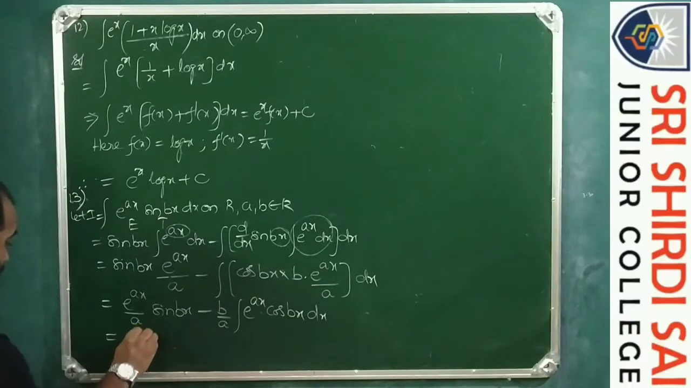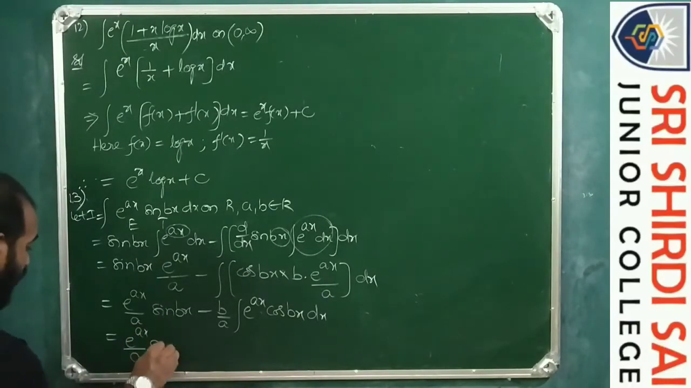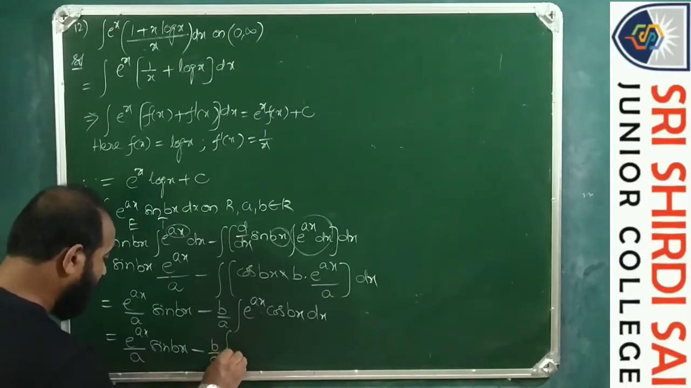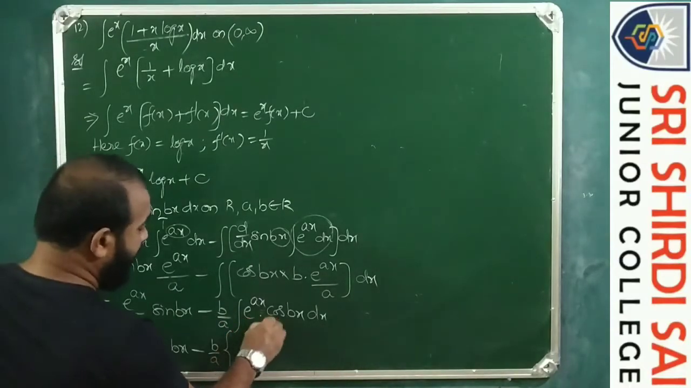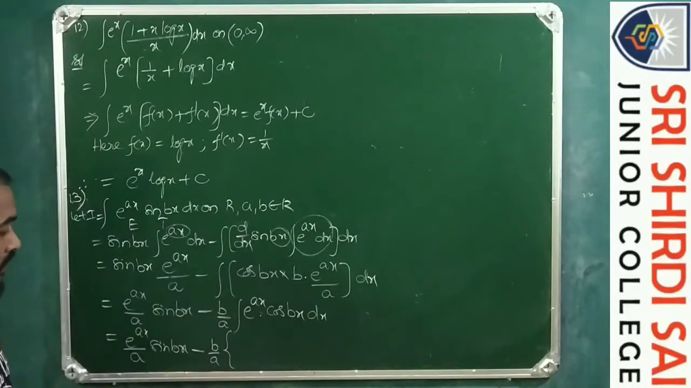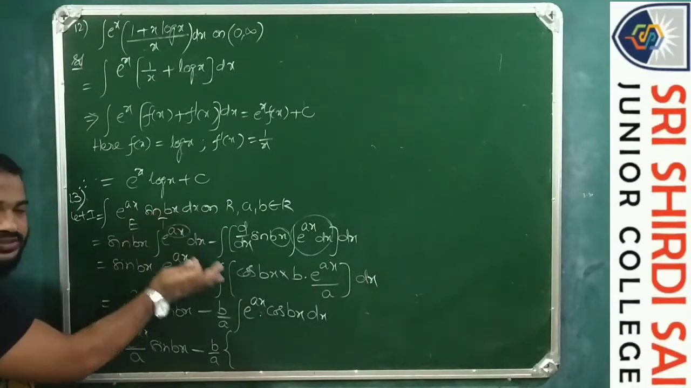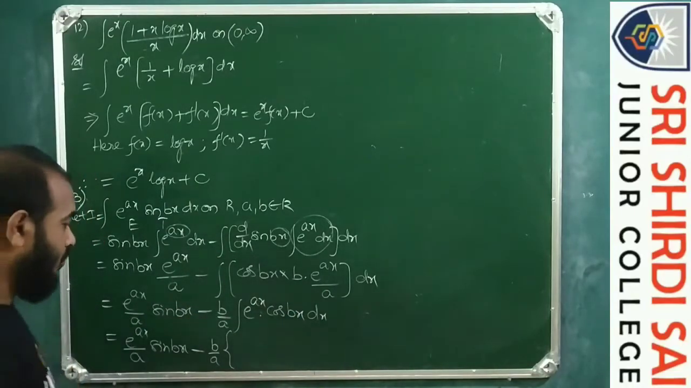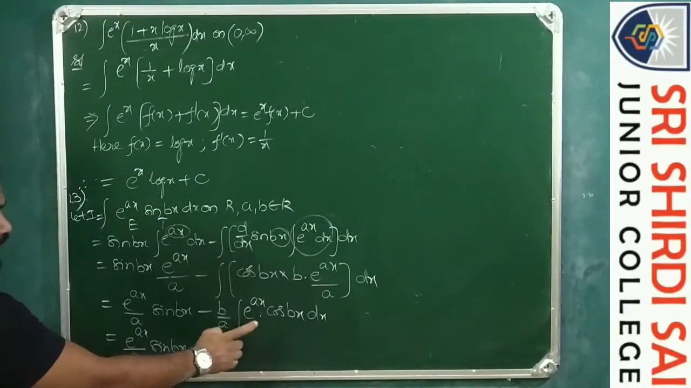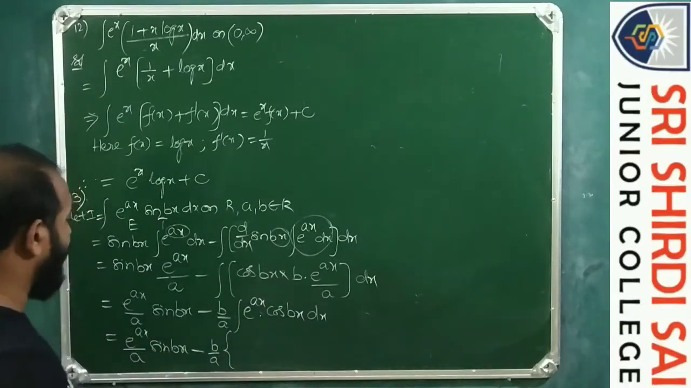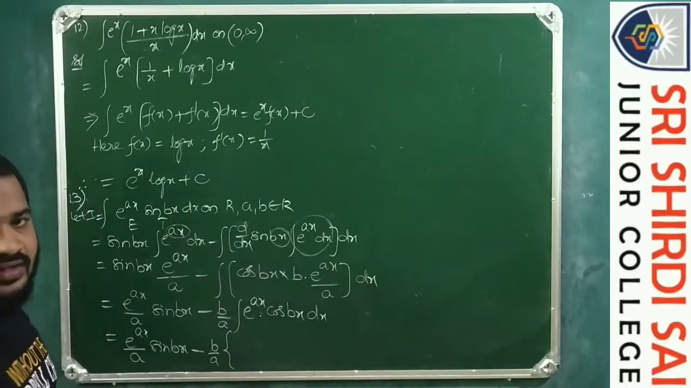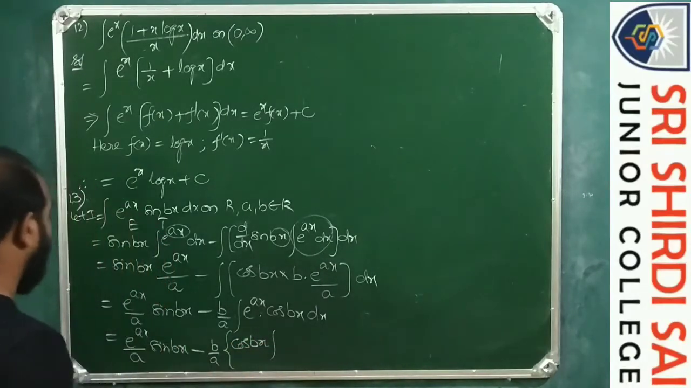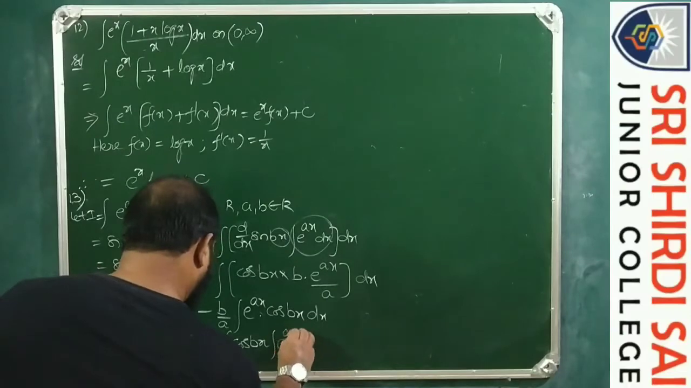This is again e power ax by a into sin bx minus b by a into, see here again a product of two functions arises. So whatever process we have undertaken here, the same is to be applied here also. Here this is an exponential function and this is a trigonometric function. So the trigonometric function is to be taken as the first function. So cos bx into e power ax dx.